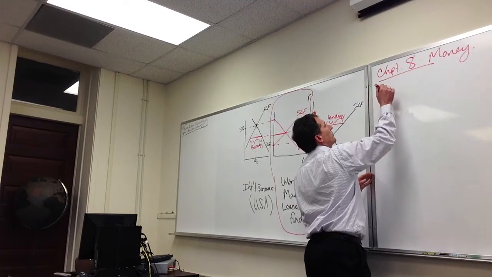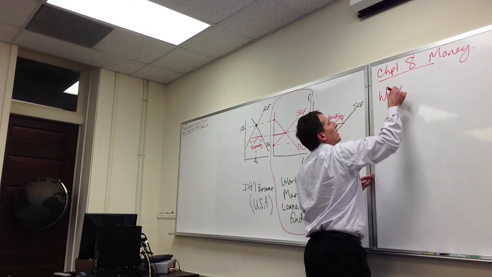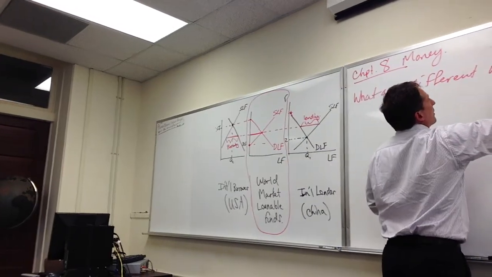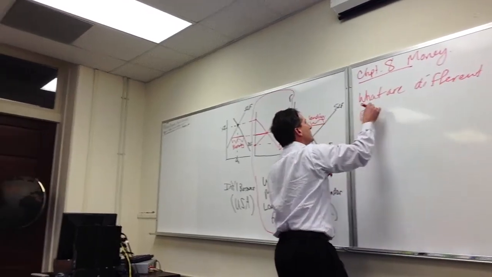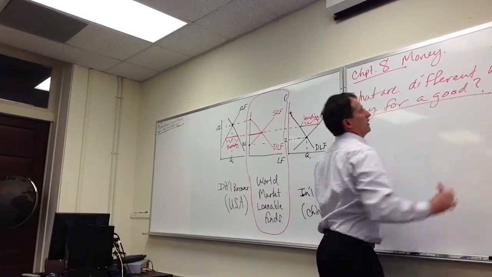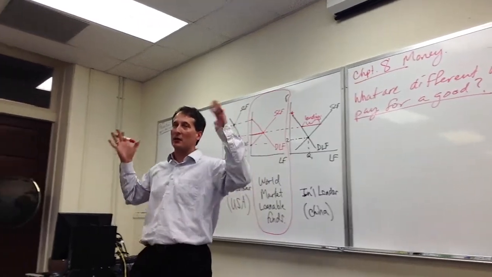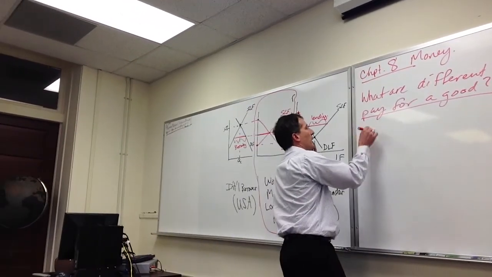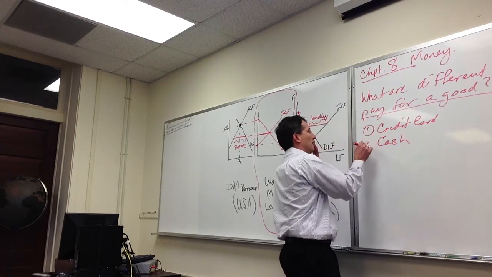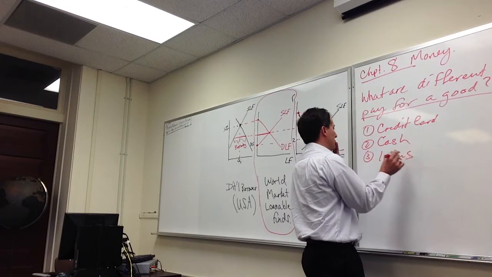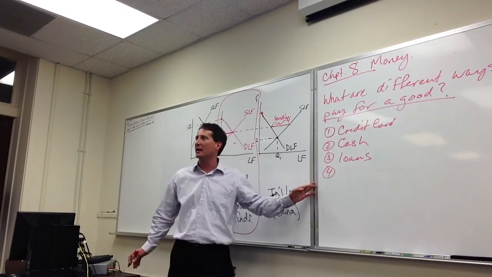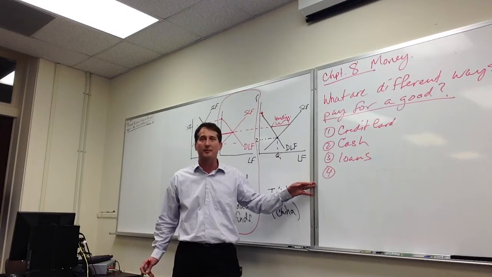I want to ask you a question. What are different ways to pay for a good? Not meant to be a trick question. How do you guys pay for goods? Credit. So we whip out credit card. What else? Cash. Loans. All kinds of payments. I want to try to brainstorm all different things, ways we could acquire stuff, make payments.